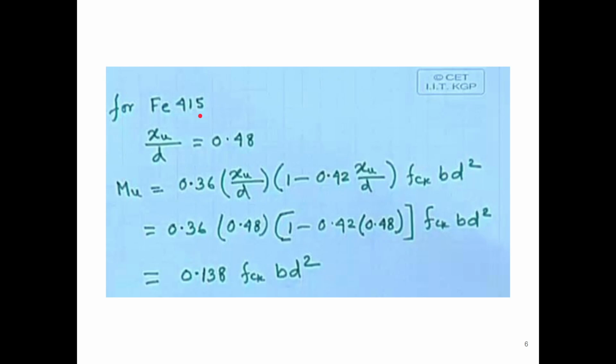For Fe415 condition, the xu by d value comes to be 0.48. We discussed this last class only. For 415 it is 0.48, for 250 it is 0.53, and for Fe500 it is 0.46. Substituting the value of xu by d in this equation, we get Mu equal to 0.138 fck bd square. This is an important formula, so please keep a separate note and write it down: Mu equal to 0.138 fck bd square. This is the moment carrying capacity at the limiting condition for Fe415 reinforced sections.